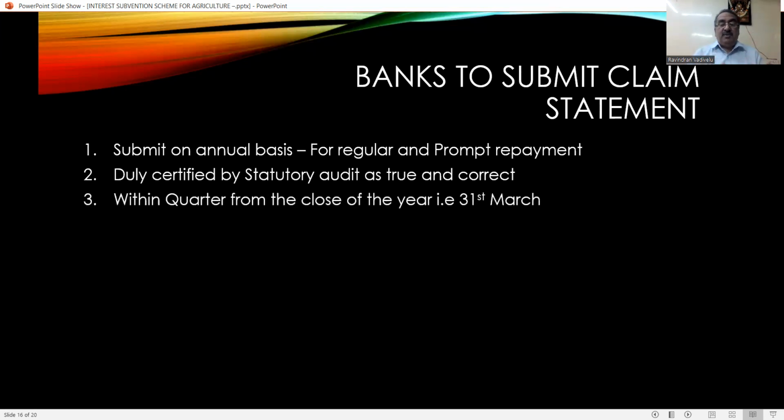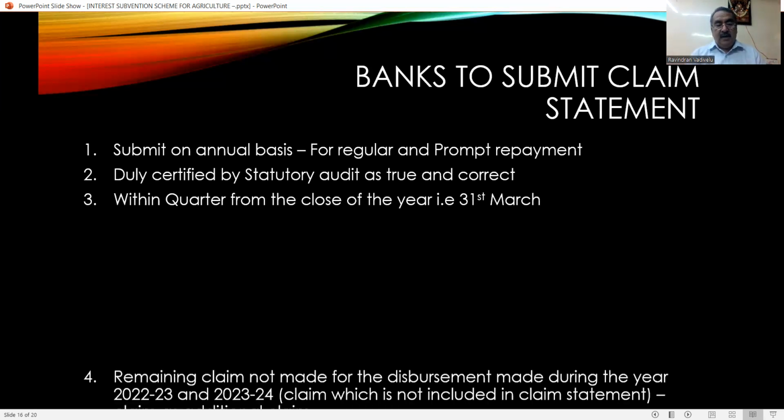And this has to be submitted by the bank within a quarter from the close of the year. Normally the bankers close the year on 31st March. That is, on or before 30th June, the bankers have to submit the claim statement duly certified by the statutory auditor.